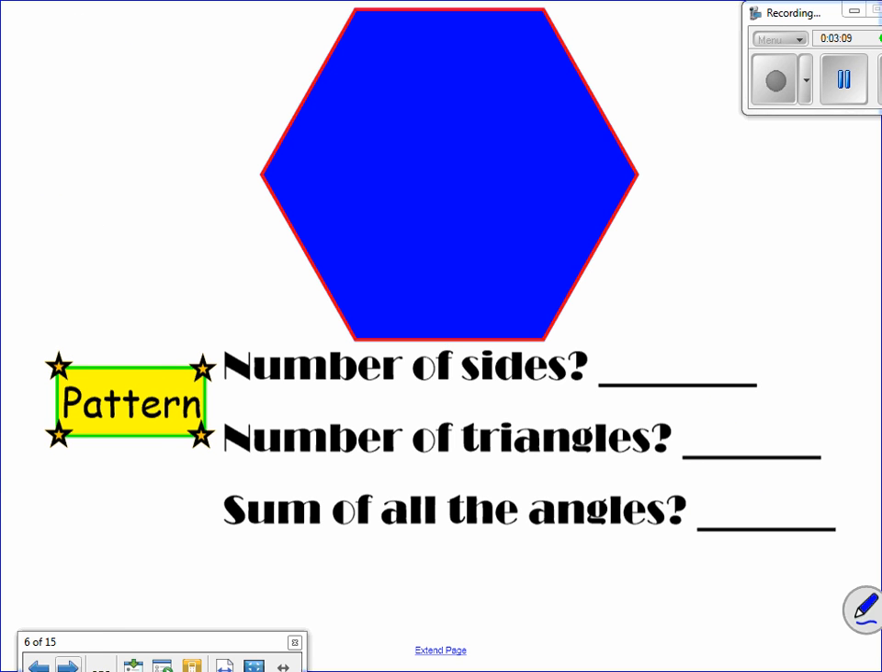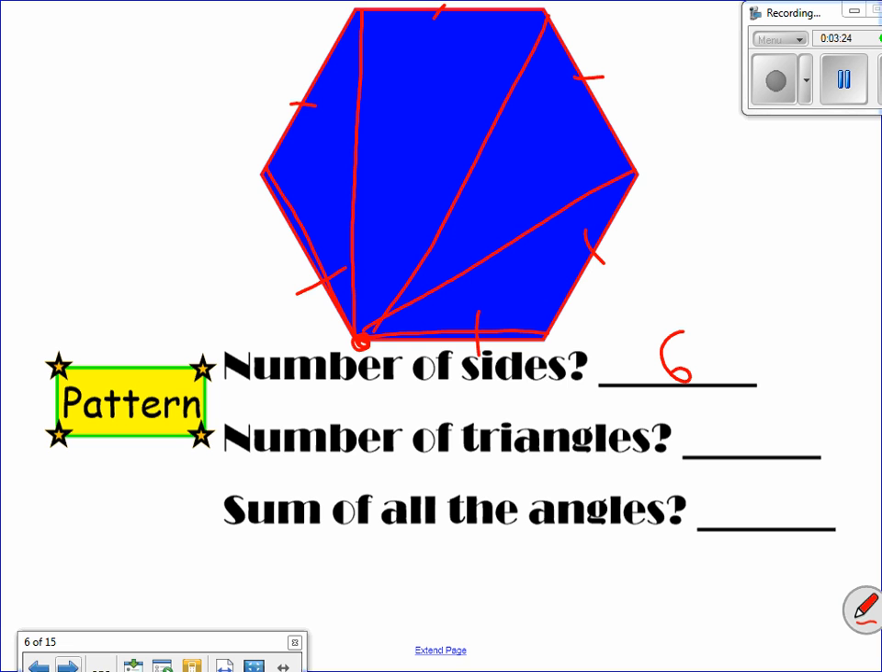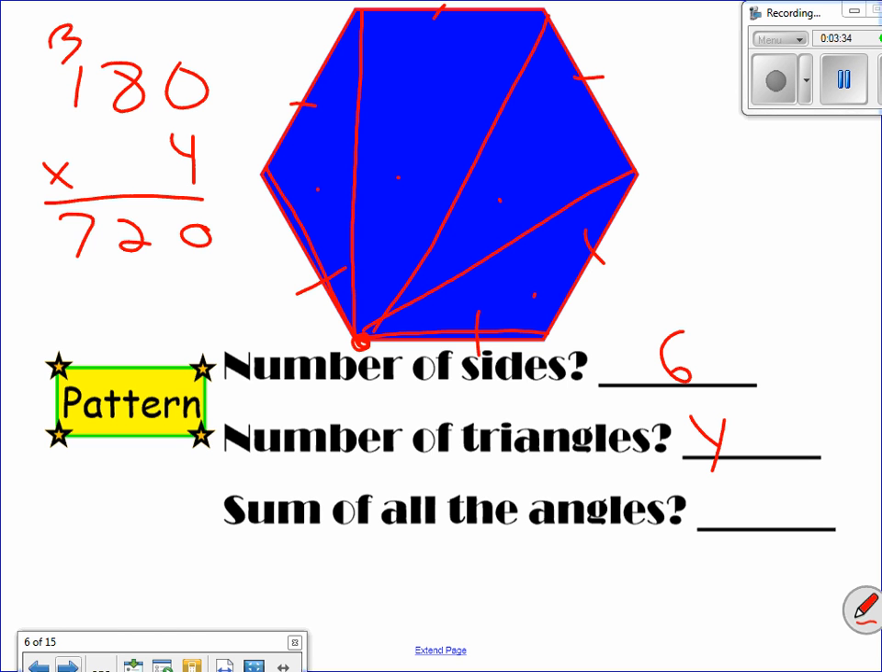Take a look at a hexagon. Let me throw some red on here. 1, 2, 3, 4, 5, 6. 6 sides. How many triangles? Let's pick this point this time. 1, 2, 3, 4, 5. How many triangles? 1, 2, 3, 4. 4 triangles. 180 times 4 is 720. 720 is my sum of all the angles of a hexagon.